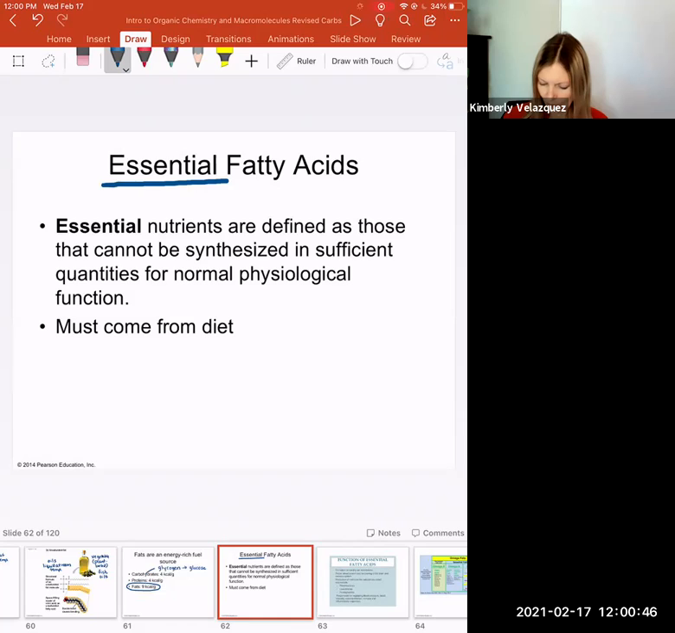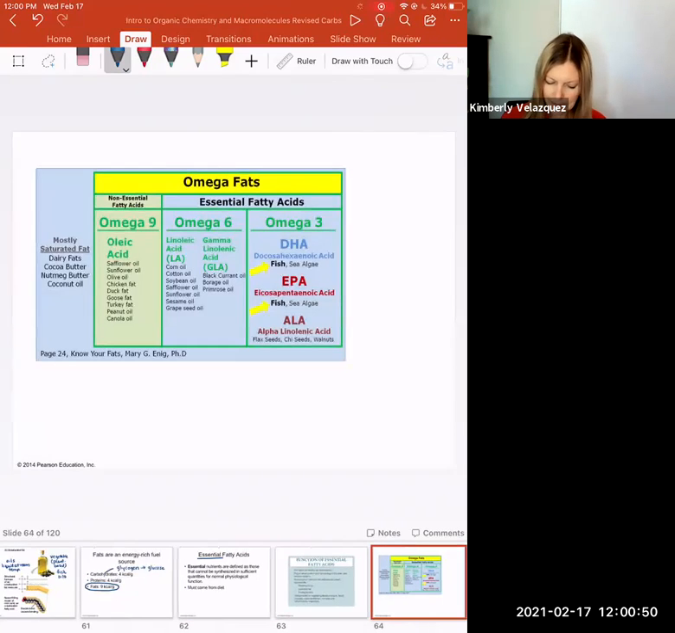And I'm sure that you've heard the names of these before, omega-6 and omega-3. Omega-9 is non-essential, and what that means is we can make that from other fatty acids, so you don't have to get that from your diet. But the omega-6 and the omega-3 are essential.